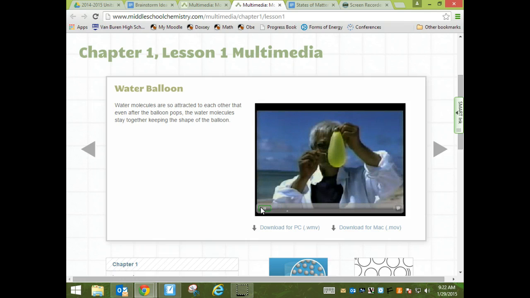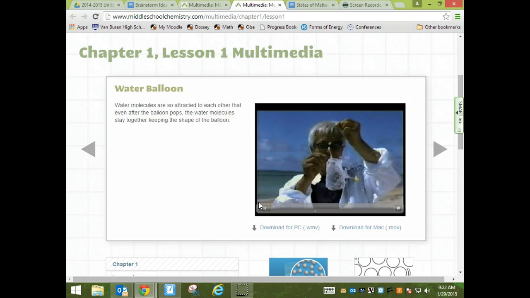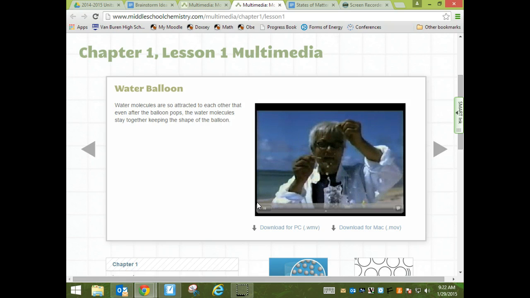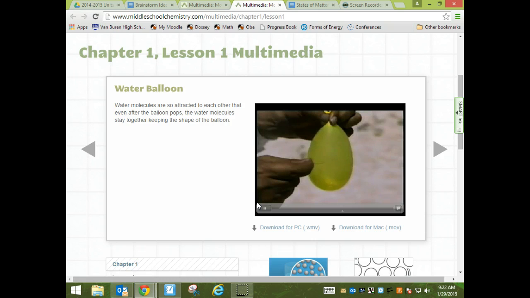So we have a high-speed camera. Watch what happens. Even though the balloon is popped, it still seems like the water's keeping its shape. But you can see that it's slowly changing as it falls into a different shape there. And we're going to talk about in a minute why the water does this.